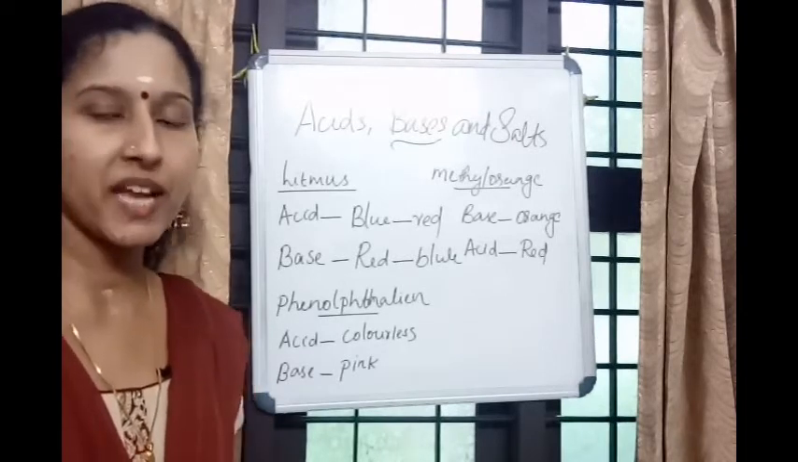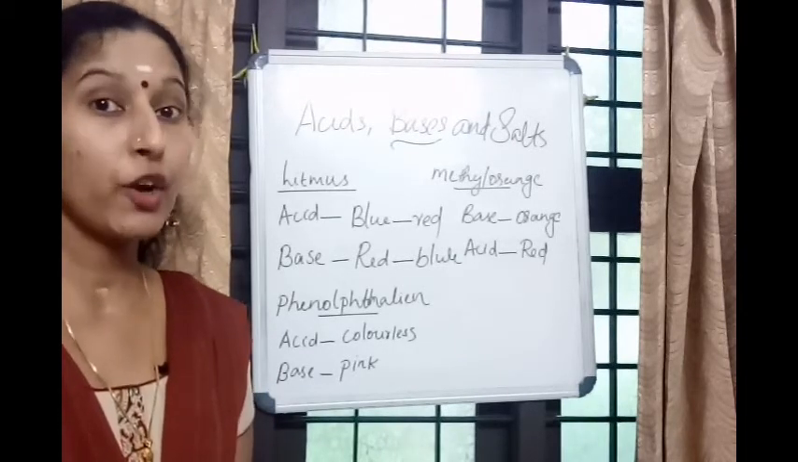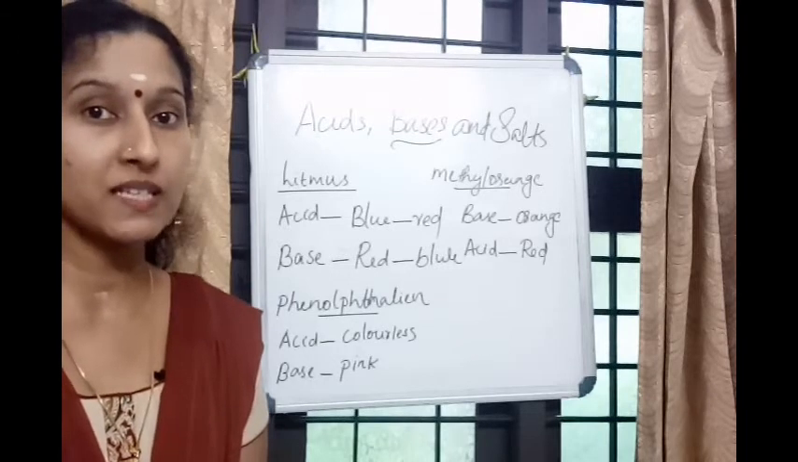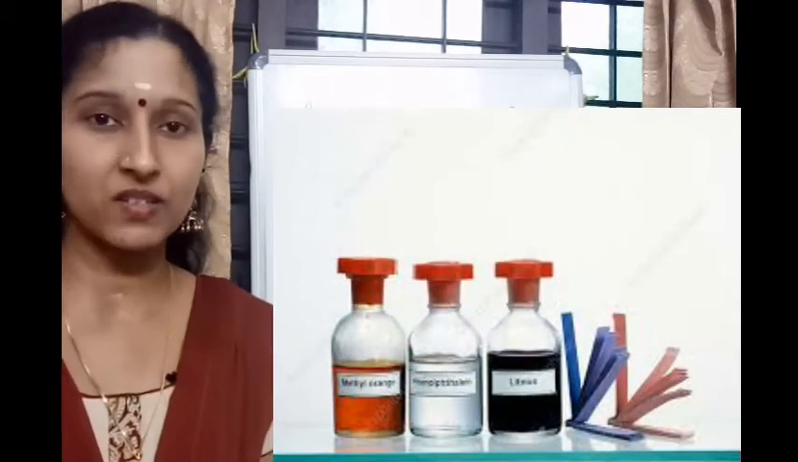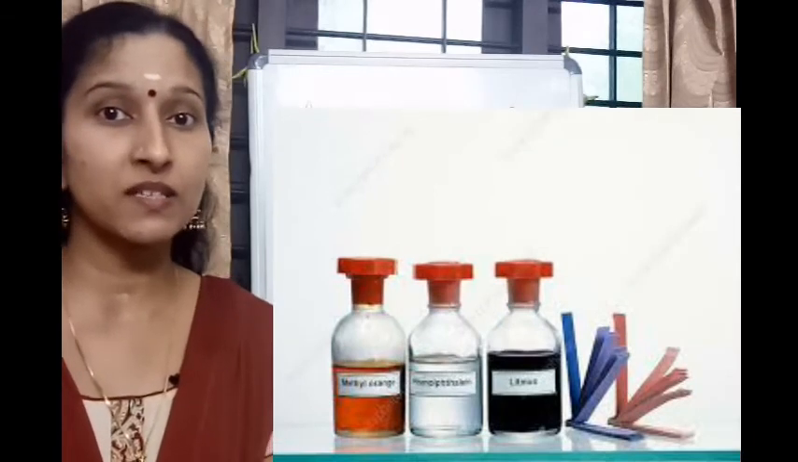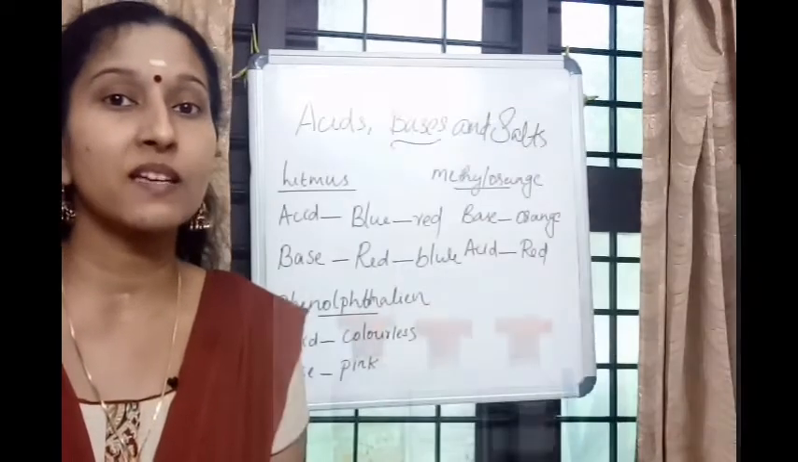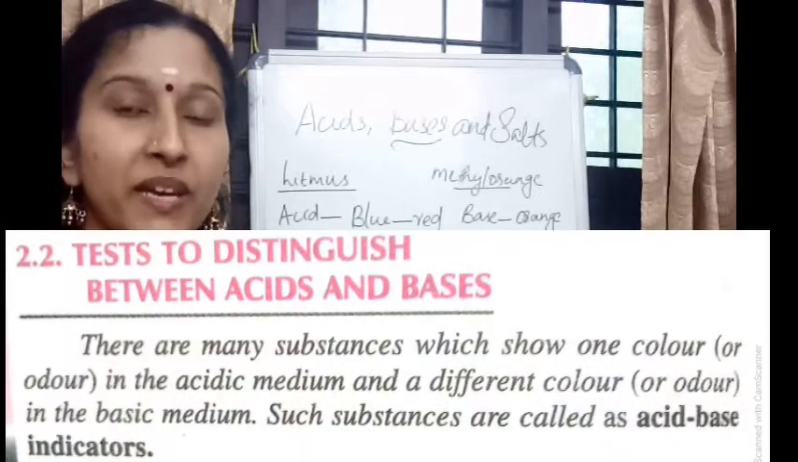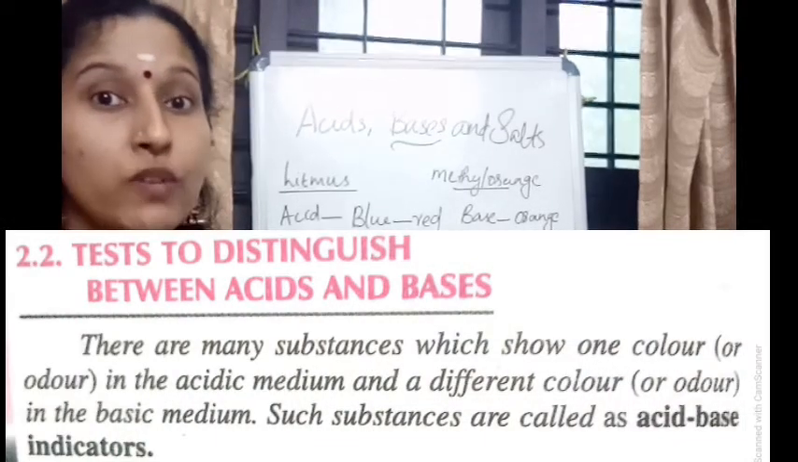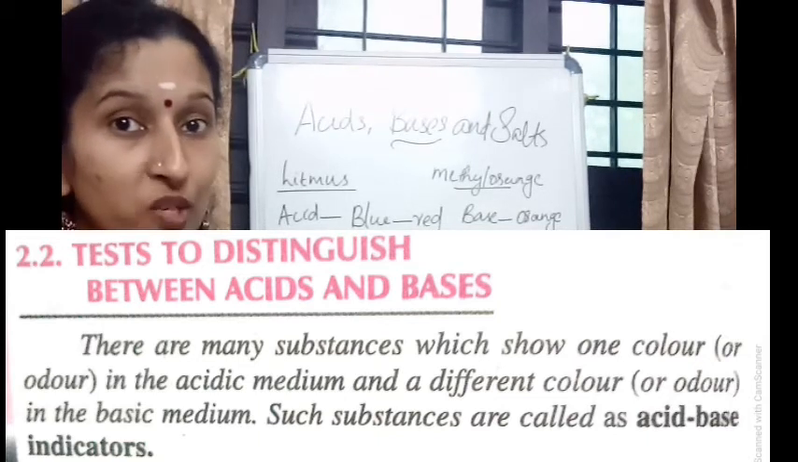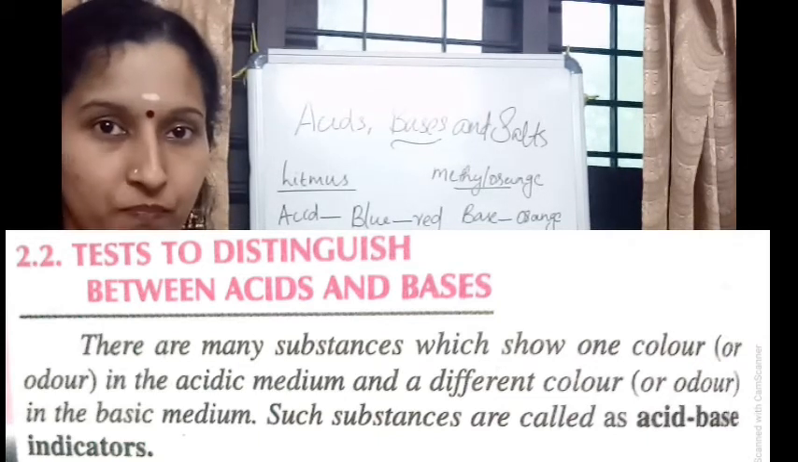How to differentiate acid and bases? In order to differentiate acid and bases, we have indicators with us. What are indicators? Indicators are the substances which we use to test whether the given solution is acidic or basic.